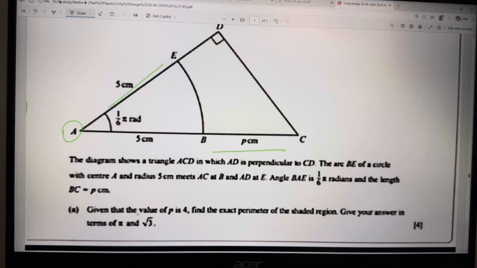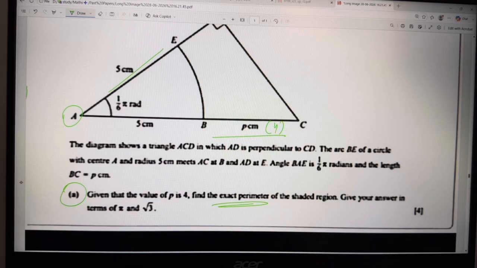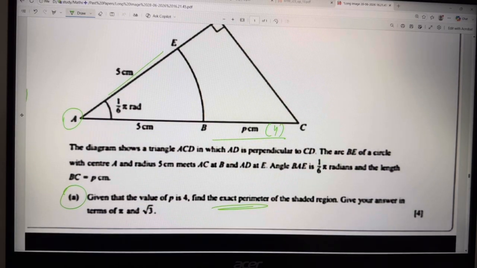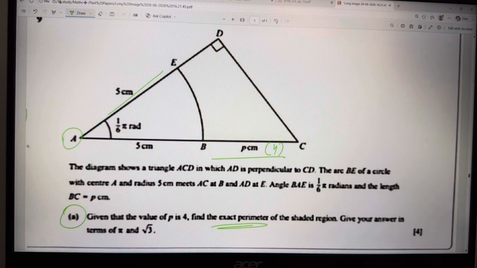Given that the value of p is 4, so for this part only, p is equal to 4. Find the exact perimeter. So okay, not in decimals. Give your answer in terms of pi and root 3. So it wants the exact perimeter of the shaded region, right? Again, this might not be clear on the screen, but the shaded region is this.